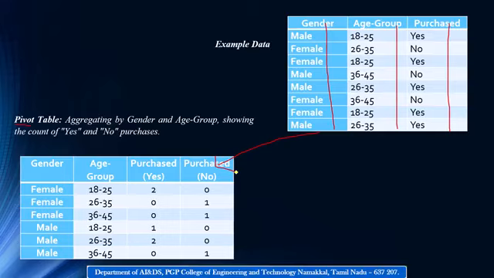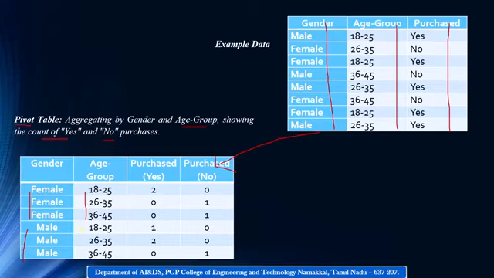So what is that? I'm aggregating by the gender, then aggregating by the age group, showing the count of yes and no. Here the gender is mixed: male, then female, female, male, male, female, female. So I'm just going to arrange this in an order: female, female, female, then I'm going for male, male, male. Then in the female, I'm going for the age groups: 18 to 25, 26 to 35, 36 to 45.